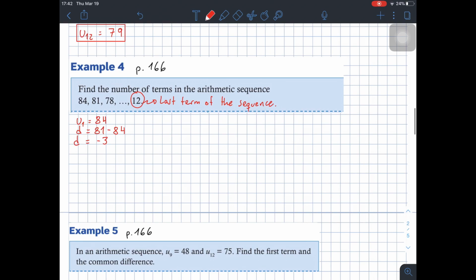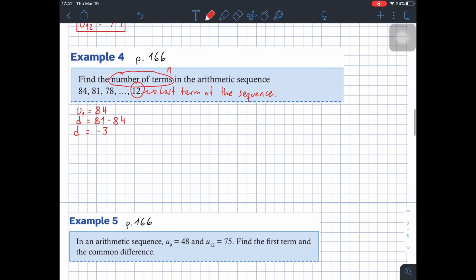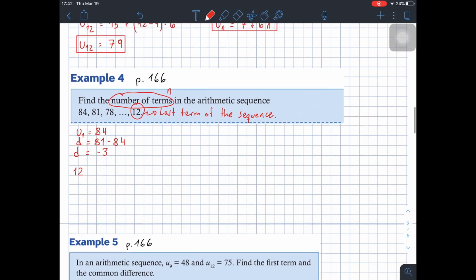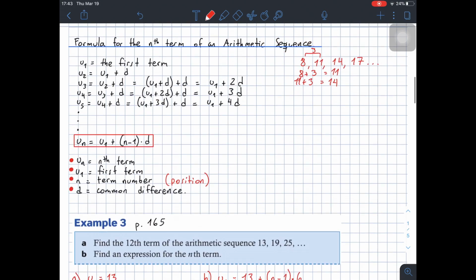We want to find the number of terms. If we're asked to find the number of terms, what are we being asked? Not the term itself, but the number of terms we have, which would be n, okay? So, we know that the last term is 12, but we don't know its position. So if we apply the formula, remember the formula, I'm gonna bring it here.